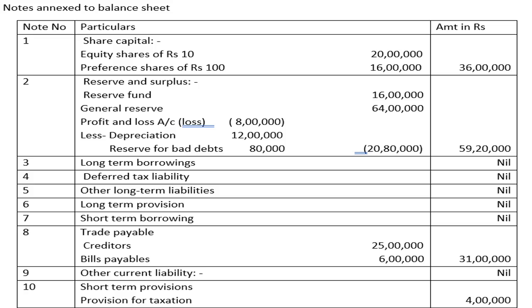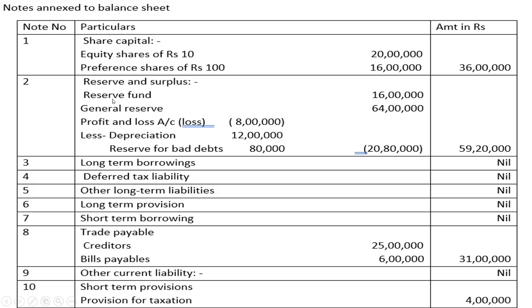Move on to the note annexed to balance sheet. Here, first note number and the particulars in amount column. Note number 1, share capital: equity share of rupees 10, 20 lakh, and preference share of rupees 100, 16 lakh, total is 36 lakh.